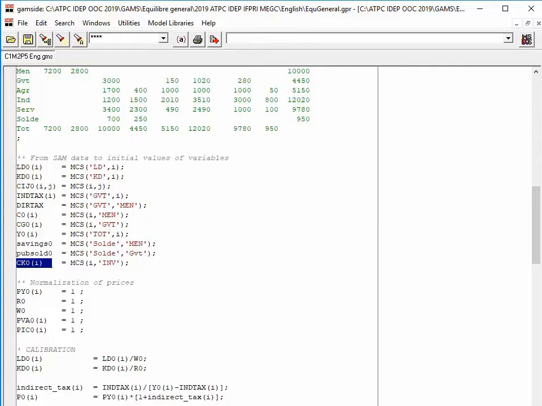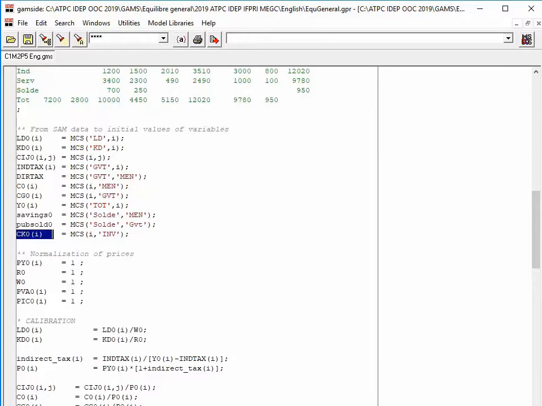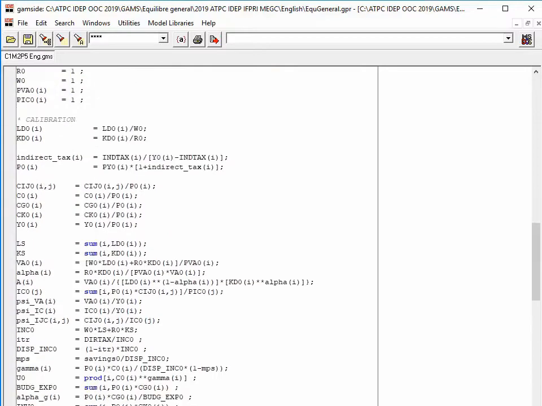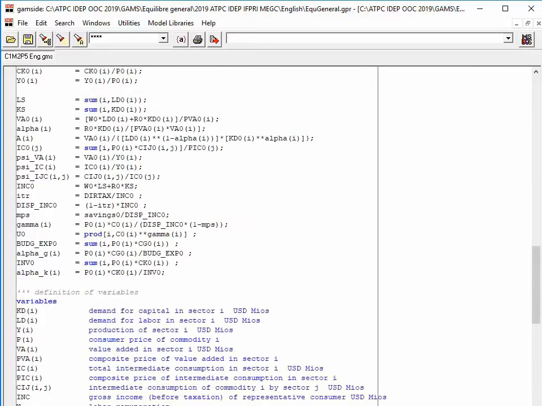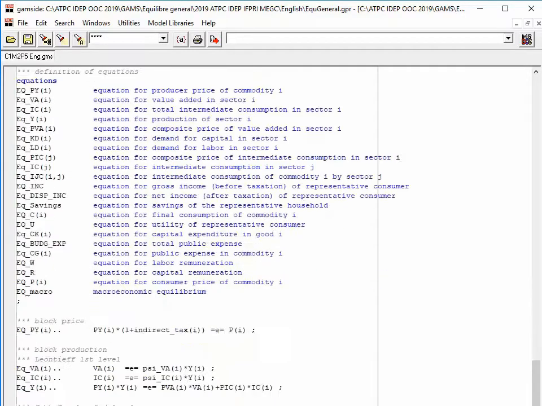CK0I is equal to the information coming from the table MCS. In fact, the total initial investment is calibrated after that, because INV0 is equal to the sum over I of P0I times CK0I. And after that, it's very easy to calibrate alpha_K in sector I, which is a Cobb-Douglas parameter.